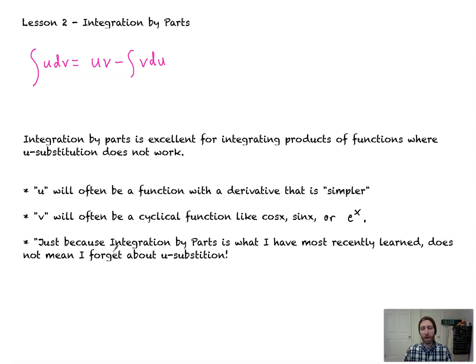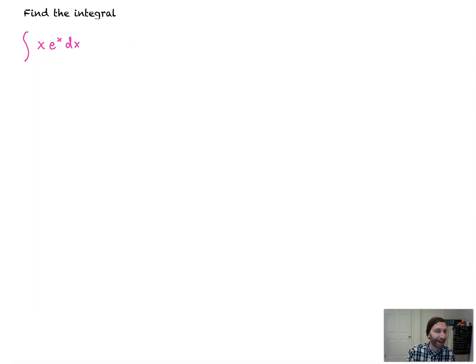Just because integration by parts is what you've most recently learned does not mean you forget about u substitution. I want to be very clear about that. Right? It's the new manipulation that we're going to use. So without further ado, let's use it. So it's the integral of u dv equals uv minus integral v du. I had a student who used to say "ultra-violet voodoo", like that was an S, and I like that. A great student.